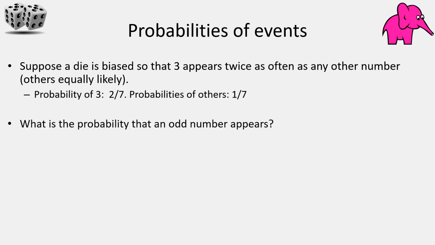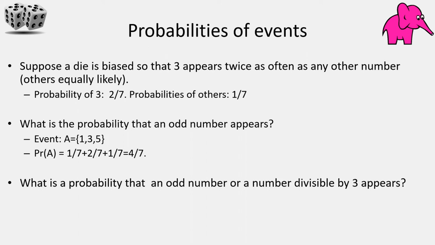So if this is your biased die, what is the probability of an event that an odd number appears? So the event is that either 1 appears, or 3 appears, or 5. Probability of getting a 1 is 1/7, and so is the probability of 5, and the probability of getting a 3 is 2/7. So the probability of the event that an odd number appears is 4/7, which is a little bit more than the 1/2 that we would get if the die weren't biased.